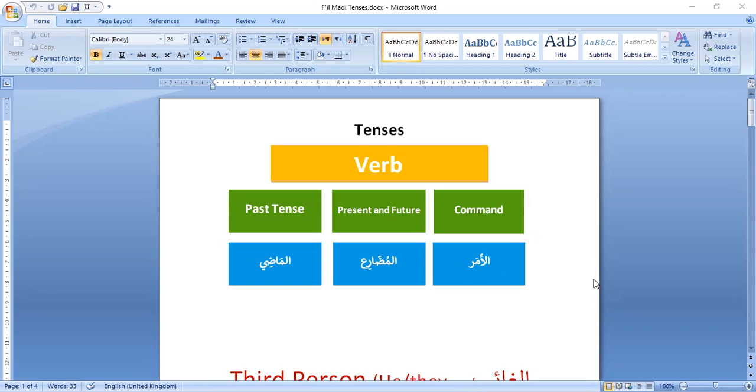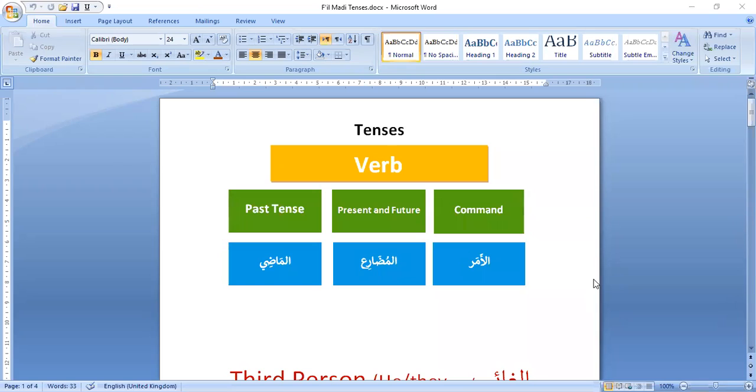So today, we're going to go into that, inshallah. As you can see, verb, for tenses. Like Kalam and Kalima have three, Ism, Fa'il, and Harf, here verb has three types. You have past tense, present and future, and command. Past tense is Madi, present and future is Mudari, and Amr is command. In English, the past tense, present, and future are the main ones, but here you have an extra one, which is command. So do this and do that. It has its own style.